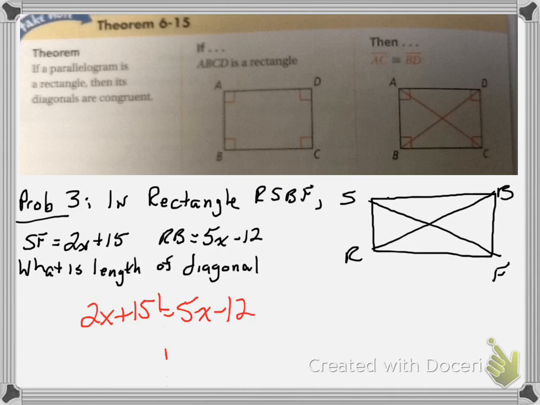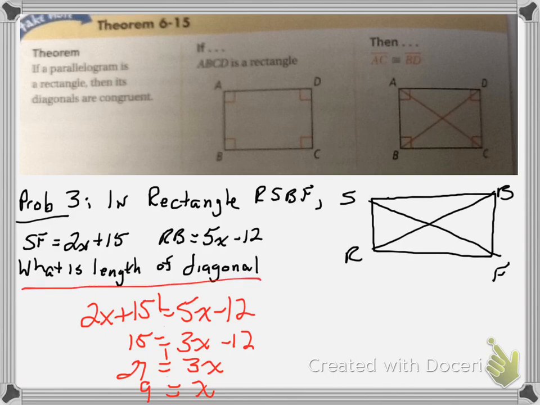Again, subtract the 2x. So I end up with 15 equals 3x minus 12. Add the 12. I get 3x equals 27. Divide by 3, x equals 9. It's not what it's asking me. It wants to know the length of the diagonal. So just take 9 and plug it in one of the equations. So if we're trying to find RB, you could find SF, it doesn't matter. RB equals 5 times 9 minus 12. Punch that in my calculator. You end up with 33.